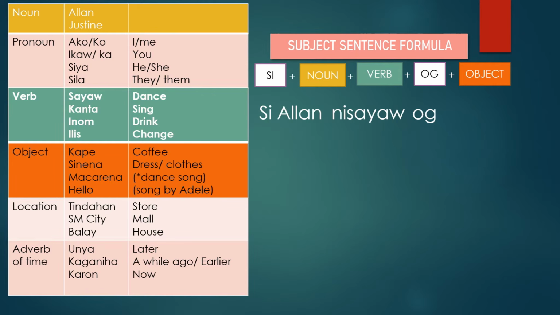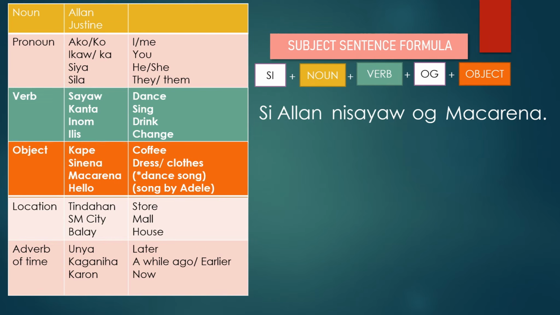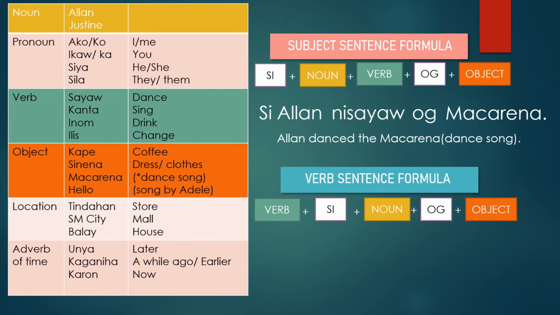So the name of the song here will be our object. Okay? Si Alan ni sayaw og, what did he dance? Let's go to the object row. Macarena, the dance song. Okay? Si Alan ni sayaw og Macarena. So basically, Alan danced the Macarena. For the verb sentence formula, we will just put the verb at the beginning, then si, and then the noun, Alan, and then og, and then Macarena. Nisayaw si Alan og Macarena.